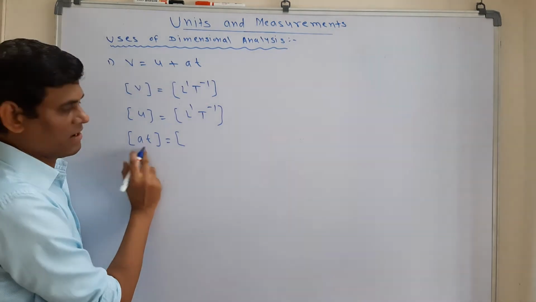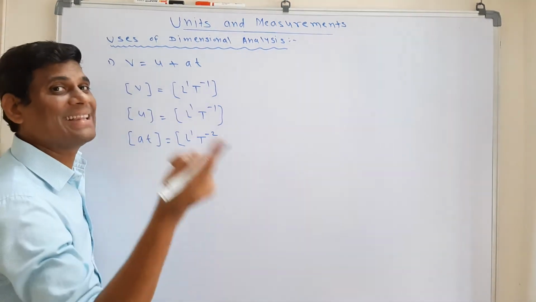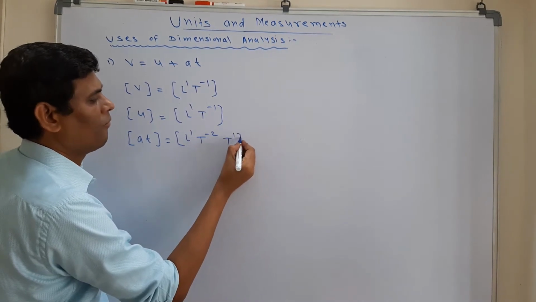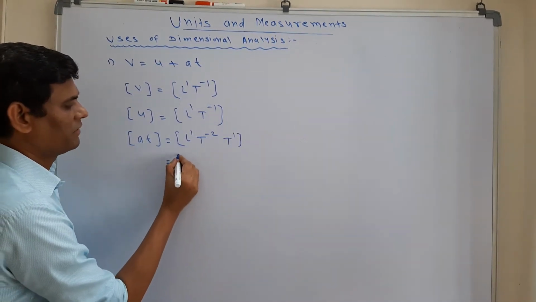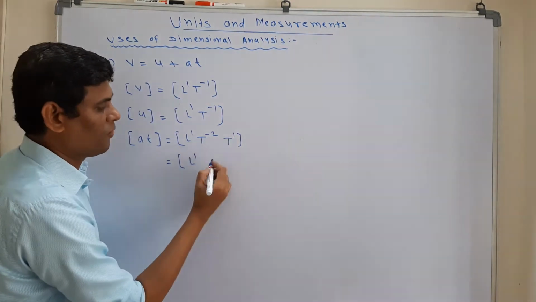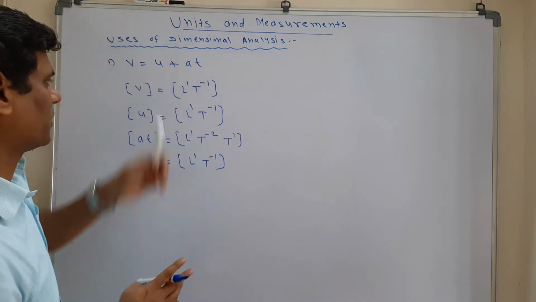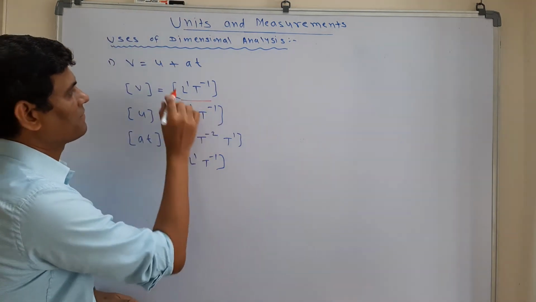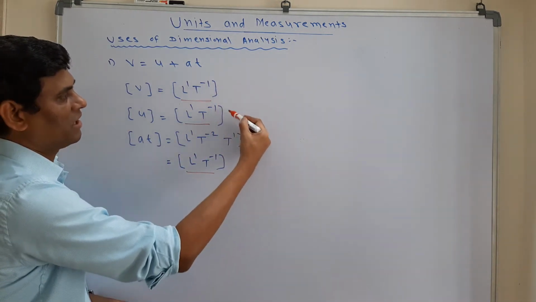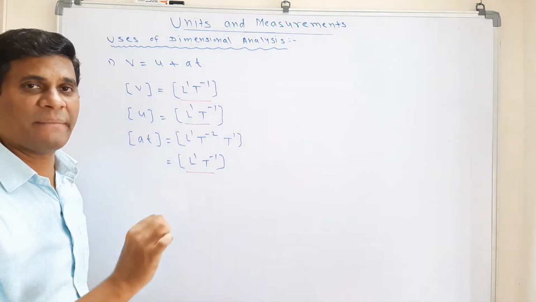Now the dimension of acceleration is L1 T raised to minus 2, meter per second square, and the dimension of time is T raised to 1. So if I do this, what will we get? L raised to 1 as it is, T raised to minus 2 and T raised to 1, T raised to minus 1. Now if you see the dimension of all three terms, the dimension of velocity is this, the dimension of the second term is this, and the dimension of the third term is this. That means the dimensions of all three terms are the same. So if the dimensions of all three terms are the same, the given equation is dimensionally correct.